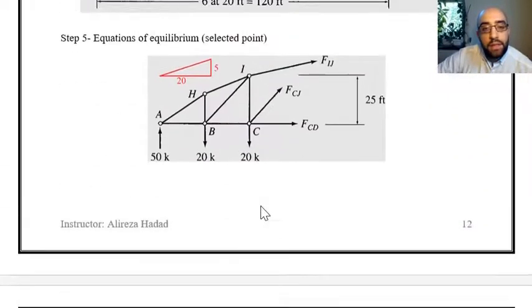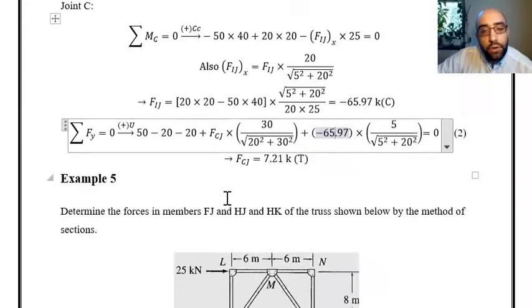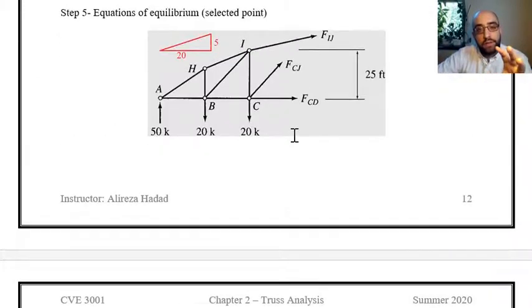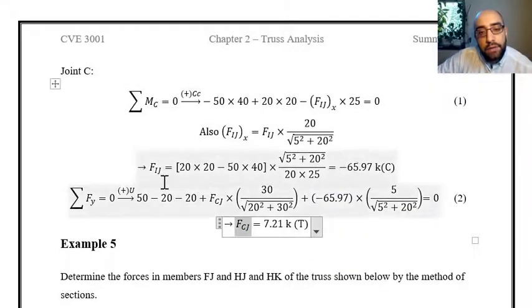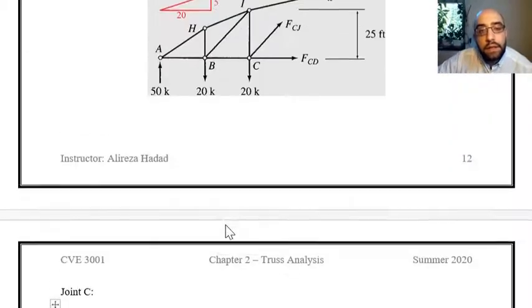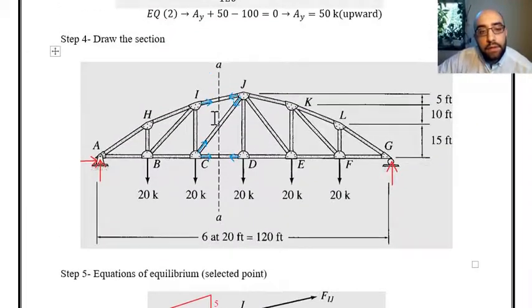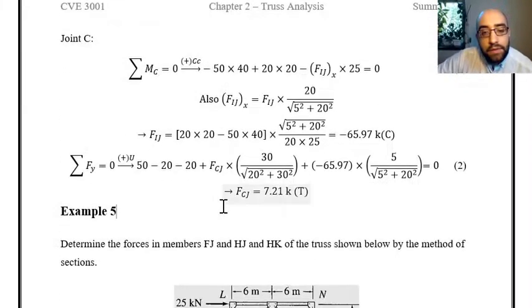It is positive, which means that our guess was right, the member is in tension, and by just considering this portion of the truss, we could find the forces in members Cj and Ij as the question was asking. So without looking at all the joints in the truss, we could consider this cut in the truss and consider the sections, and then by looking at just the left section, we could answer the question. It was the method of sections.